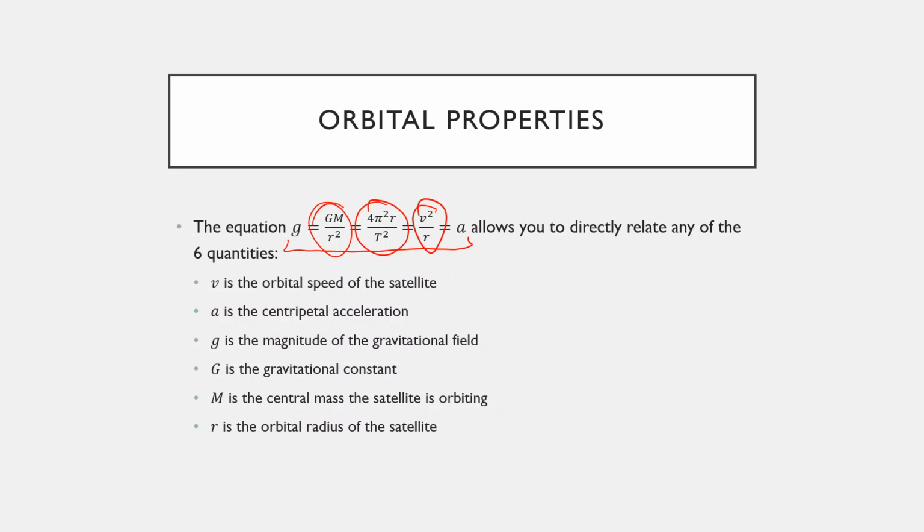Then write down the thing that you're trying to find, and then pick two of these things out of this multi-equation thing that we've got going on. Pick two of them that have all the quantities that you've been given as well as the one that you're trying to find. Just like you would with a projectile motion question where you've got to select your kinematic equation. All right, so that's your strategy.